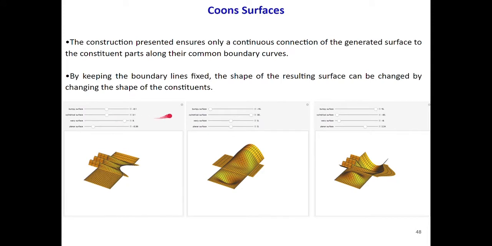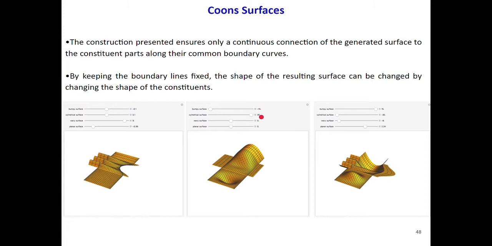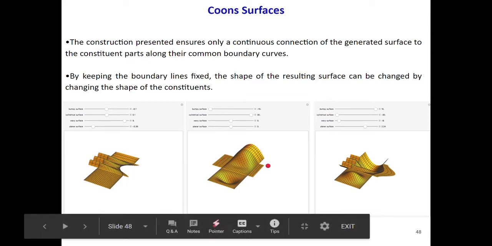So what happens is, these are the initial conditions, and in the second picture we can see that the conditions have been changed: the bumpiness has been reduced to almost zero, the cylindrical surface part has been increased, and the wavy surface has been decreased. Also, the planar is increased. So the conditions changed, and you can see that there is a change in the resulting surface too.